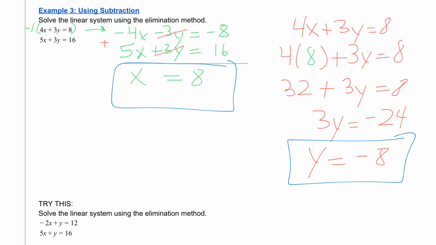And at this point, you should go and check your answer. Again, you can plug it in on your calculator, you can do it by hand, you can write it out on your paper, however you want to check it. Just always check to make sure that your answer, x and y, fit in both of the equations.